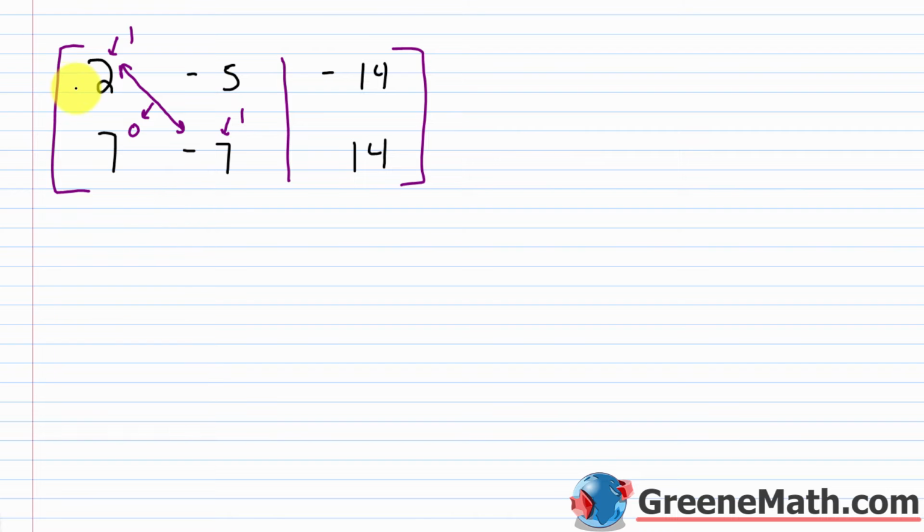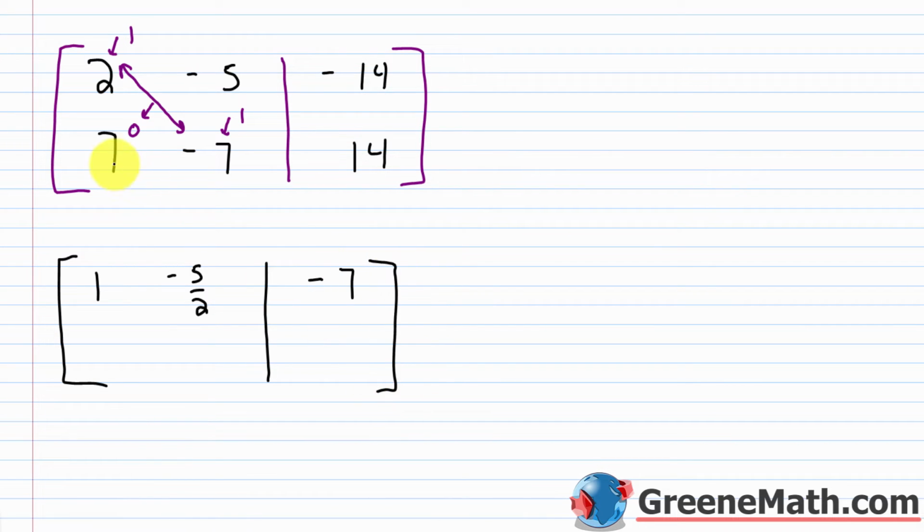Well, I could simply multiply every number in this row by 1/2. 2 times 1/2 equals 1. So if I do that, what would I get? 2 times 1/2 again is 1. -5 times 1/2 is -5 halves. And -14 times 1/2 is going to be -7. Now for this one, I have 7, -7, and 14. I haven't done anything there. Okay, so now that we have this as a 1, we want to make 7 into a 0.